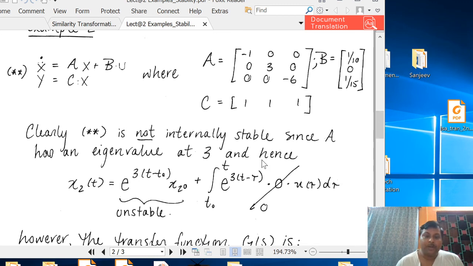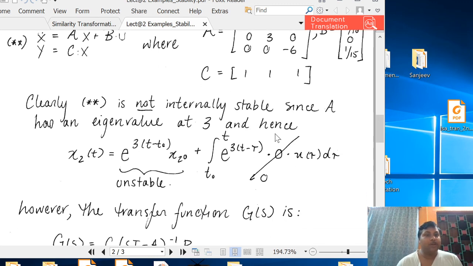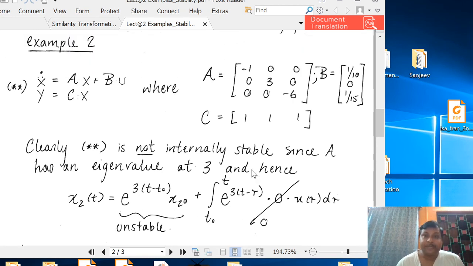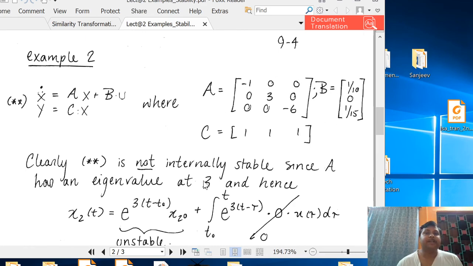Now what will happen if B2 is 0? What is the meaning of that? If B2 is 0, it means this particular mode x2 cannot be influenced by the input. Already this mode is diverging, it is unstable. So now the question is: does any control exist by which we can control this x2? The answer is no, because no input exists to influence this x2. That is visible only if it is represented in diagonal form.